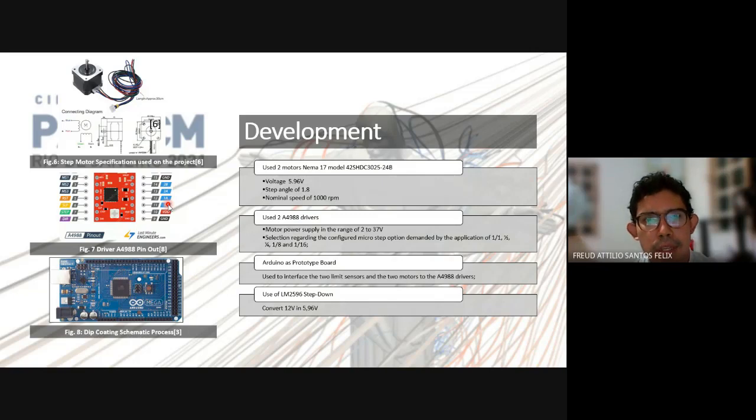These drivers have a power supply range of 2 up to 37 volts, and the possibility of selecting different microstep options between 1/1 and 1/16, which changes how smooth the motor's operation will be. And as the prototype board, we use an Arduino and an LM2596 step down to convert the 12 volts power supply into 5.96 volts, which is the power supply that the motor needs.